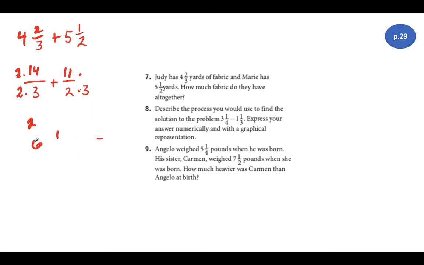All right, let's look at number 8. Oh, no, that one's not interesting. Let's look at number 9.